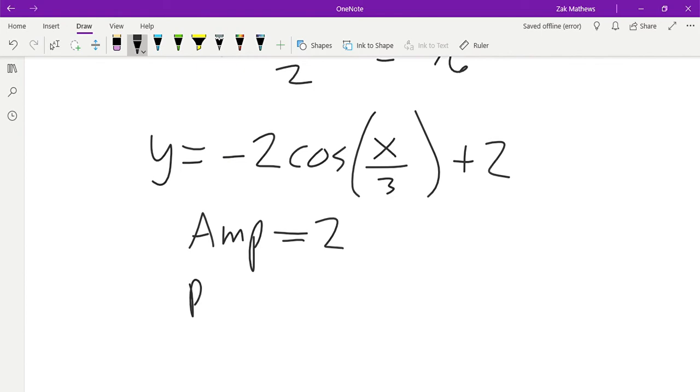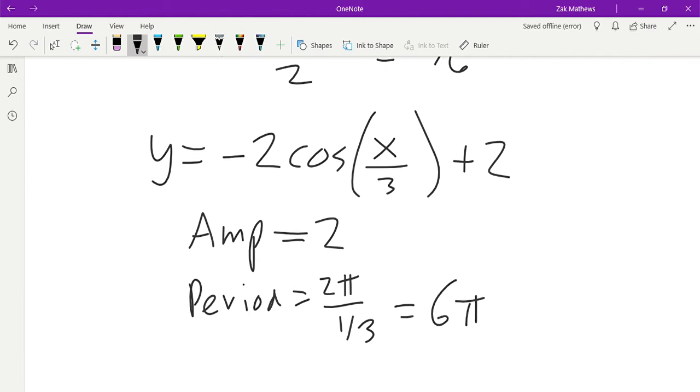Next, I'm going to move on to the period. Period is 2 pi divided by the b. Well, the b here, it's over 3. The x is over 3, meaning there's a coefficient of 1 over 3 here. 1 over 3 is my b, meaning I'm going to have a period of 6 pi.